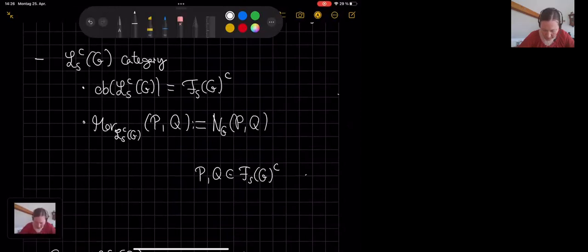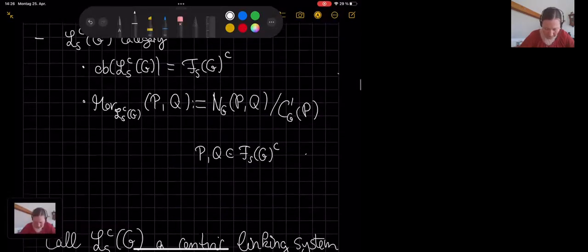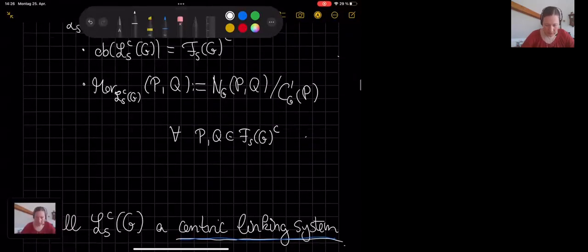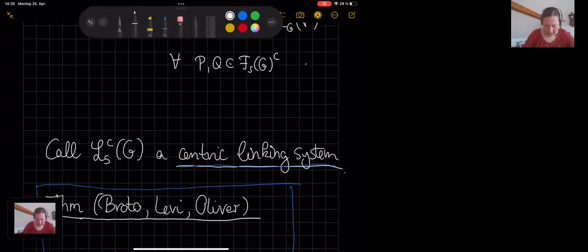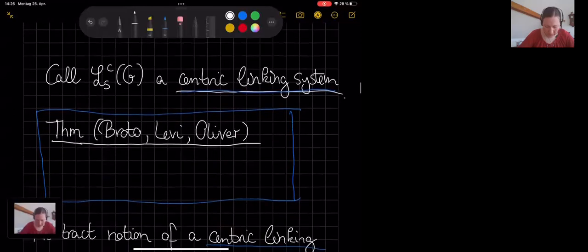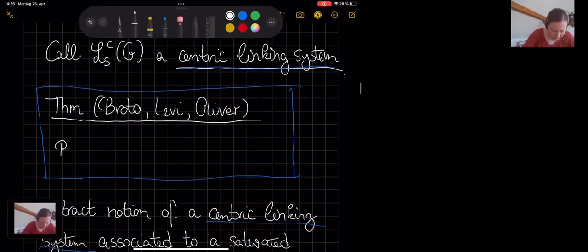So I take this guy and factor out CG prime of P. And this is my category. We also call this the centric linking system. And the centric linking system is interesting if one looks at P-completed classifying spaces. Because if I look at the P-completed classifying space of G, that's homotopy equivalent to the nerve of this category, and then P-completed again.